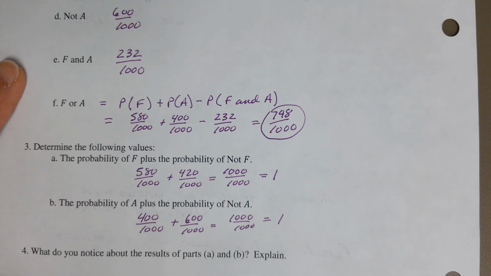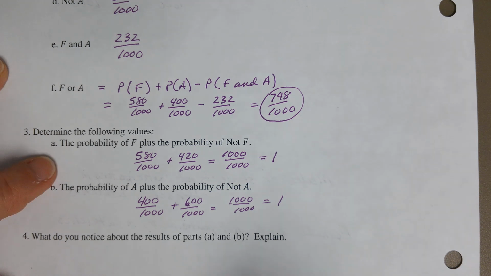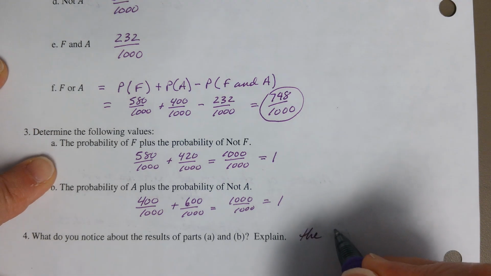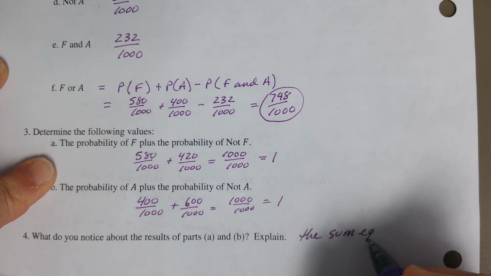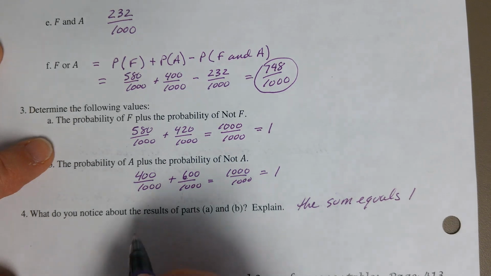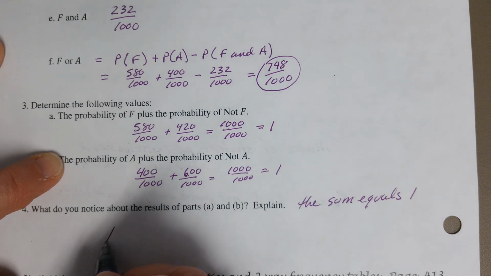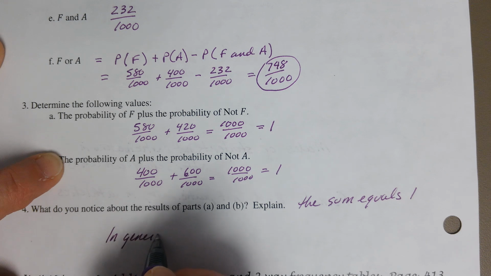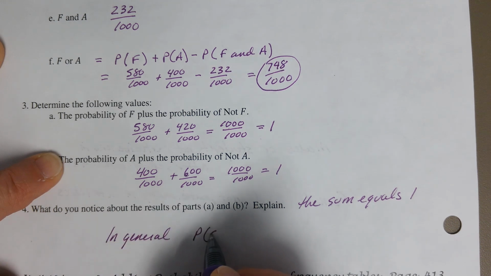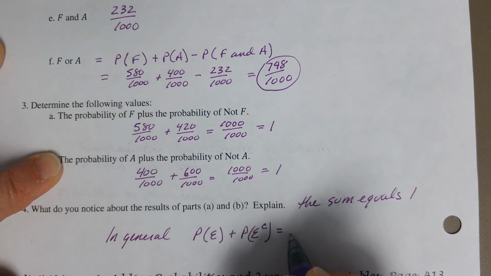What do we notice about the results of part A and B of number 3 here? The sum equals 1. And this is the probability of A, and then the probability of not A is its complement. So in general, the probability of an event plus the probability of the event complement would equal 1.